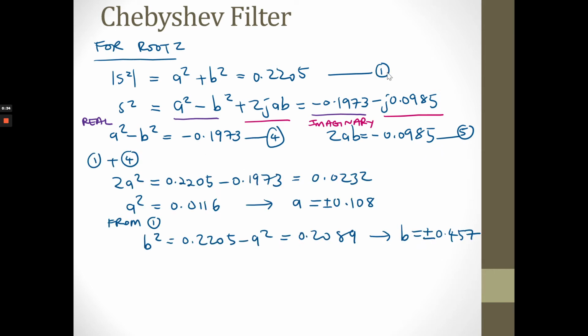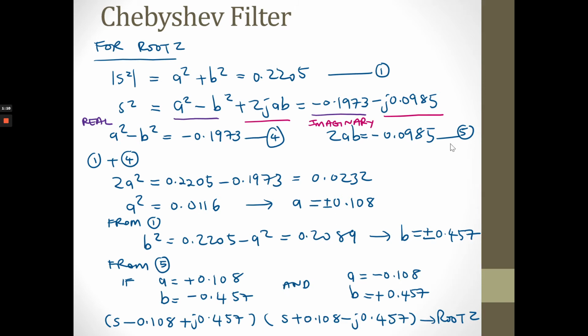So the next one, we add equation 1 and 4. So these two we add, we have 2a squared. So we also add this value and this value. We have this one for 2a squared. Then we have a squared equal to this one, and we can determine a plus minus 0.108, the same one as we have in root number 1. And from equation 1, we can determine b squared since we know the value of a squared. So b is also the same value as we have for root 1.